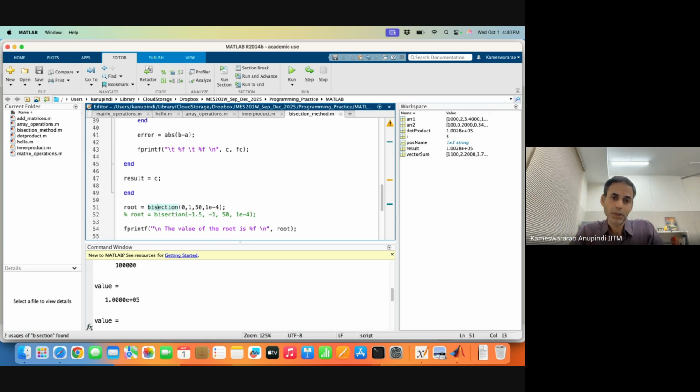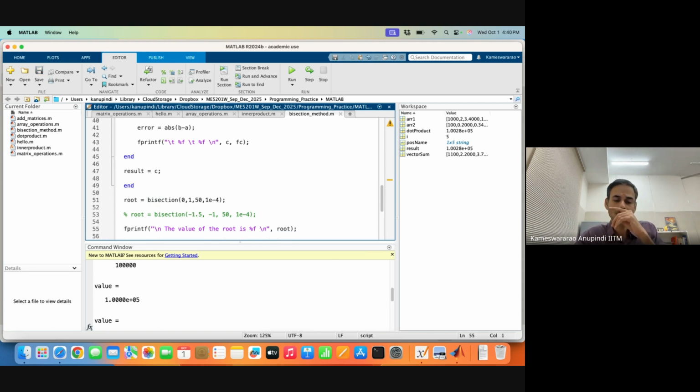Okay, fine. So then I'm calling root, which is the return value. I'm calling the bisection method function with 0 as my a, 1 as b, and 50 as the number of iterations. And I say 1e-4, that is 0.0001, as my tolerance. Okay, with that I'm calling it. Then I'm going to say fprintf, the value of the root is such and such, and it has converged. Then I'm going to go ahead and run this.